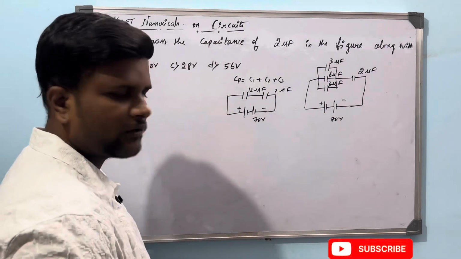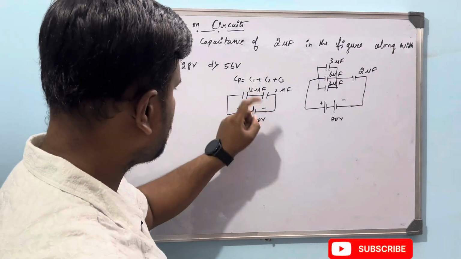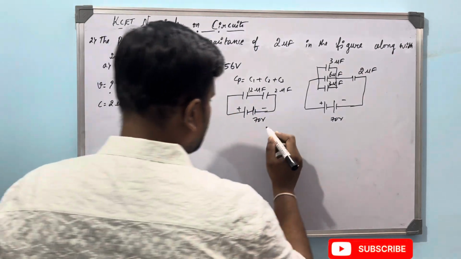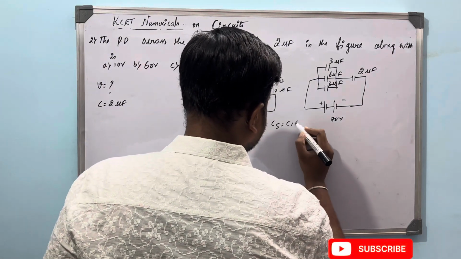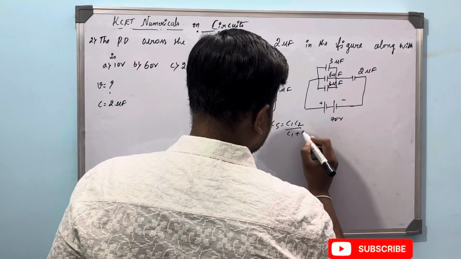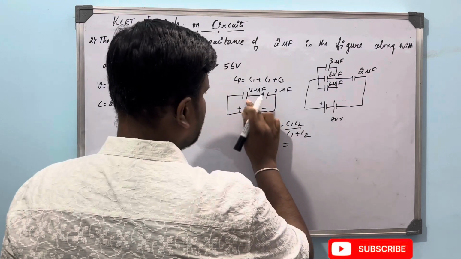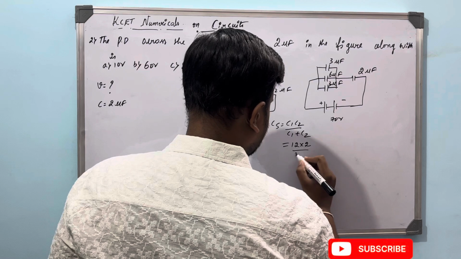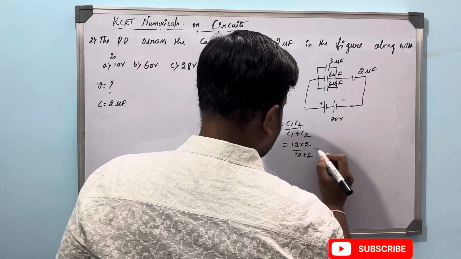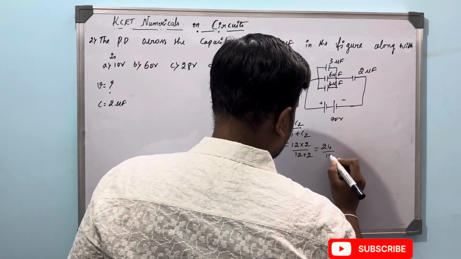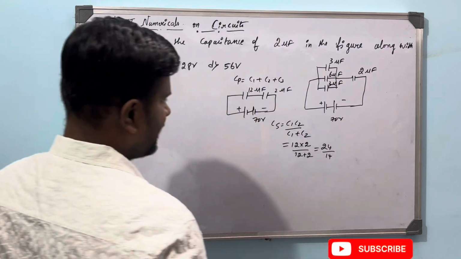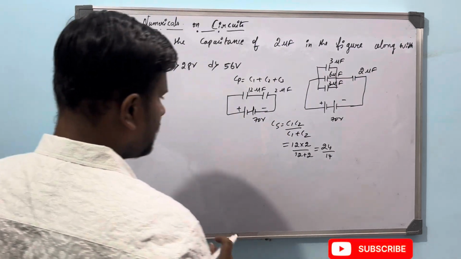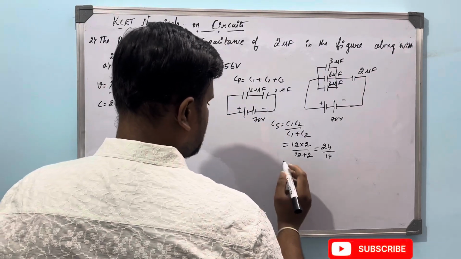Now the circuit has been simplified into a series combination. In series combination we know that Cs is equal to C1 C2 divided by C1 plus C2. This one is C1, this one is C2, so here 12 into 2 divided by 12 plus 2, which becomes 24 divided by 14. Now I need to calculate the V.